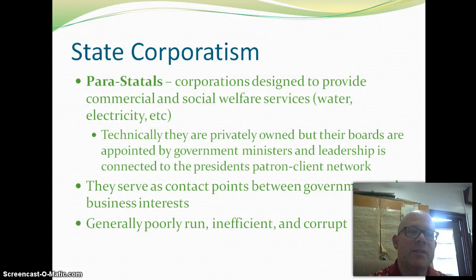And these parastatals are kind of like state-owned, but state-owned light, let's put it that way. These entities serve as contact points, or they are the way the government deals with the general public. All right, so it is state corporatism, but it's a little different in terms of these parastatals. Generally, these are poorly run, poorly managed, inefficient, and of course corrupt.